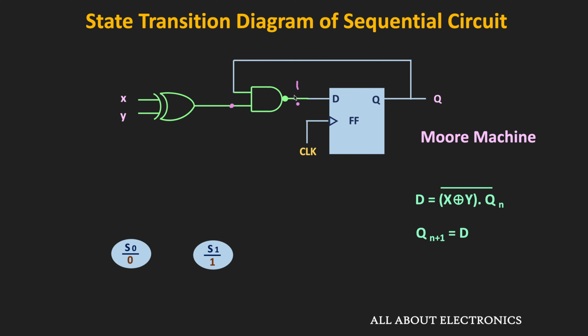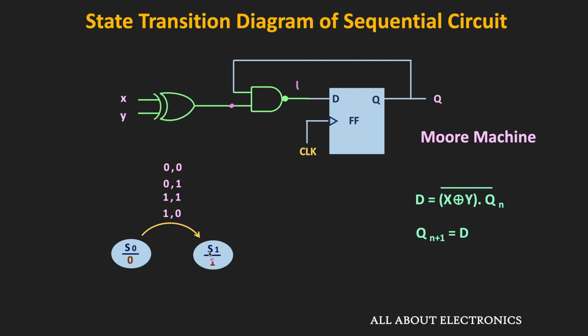And as you know, for the D flip-flop, when its input is equal to 1, then its output will also be equal to 1. So we can say that when the circuit is in S0 state, then irrespective of the value of X and Y, at the next clock edge, the circuit will go into the S1 state, and therefore its output will become 1.